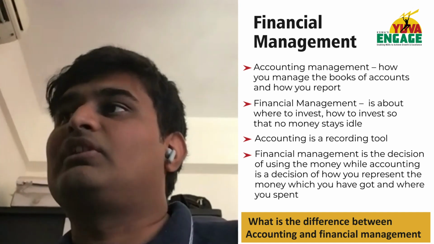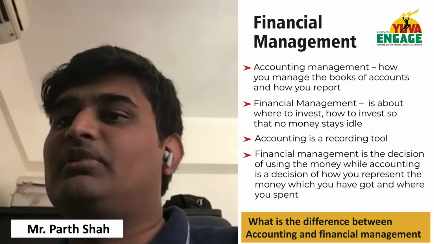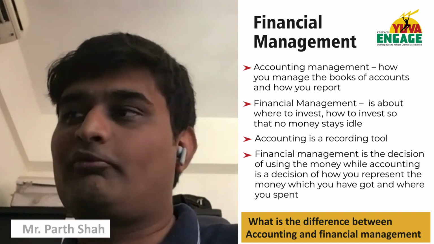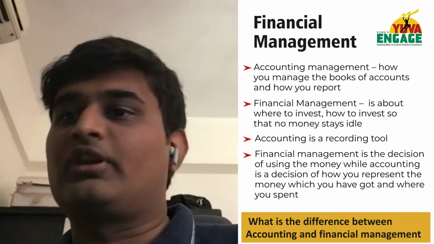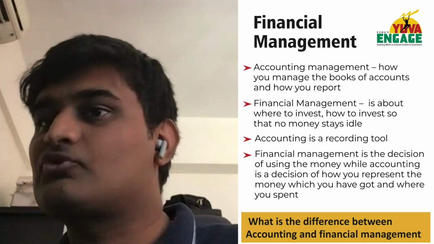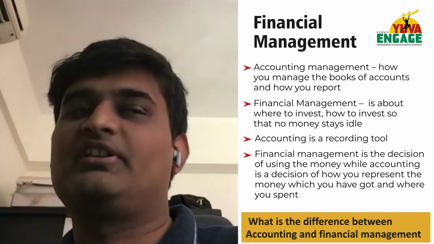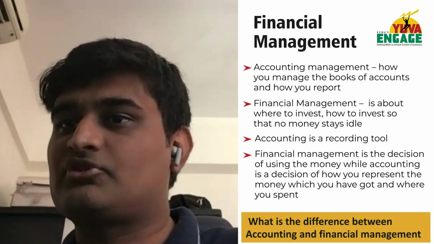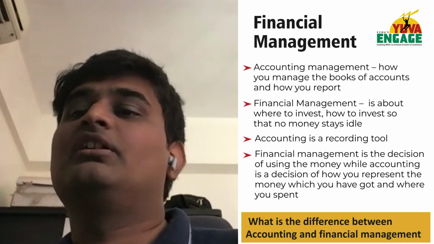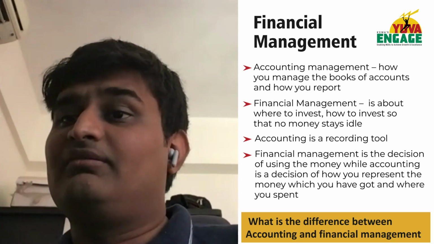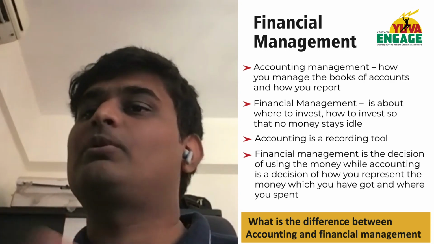While financial management involves a lot of decisions on where to invest the money, how to invest the money. If you are sitting on, let's say, a certain amount of funds, NGOs cannot put their money in stock markets, or NGOs cannot use that money for derivatives. They have very limited avenues, like putting their money in liquid funds or putting their money in FDs, fixed deposits with banks. So financial management is the decision of using your money, while accounting is the decision of how you represent the money that you've got and where you are going to spend.